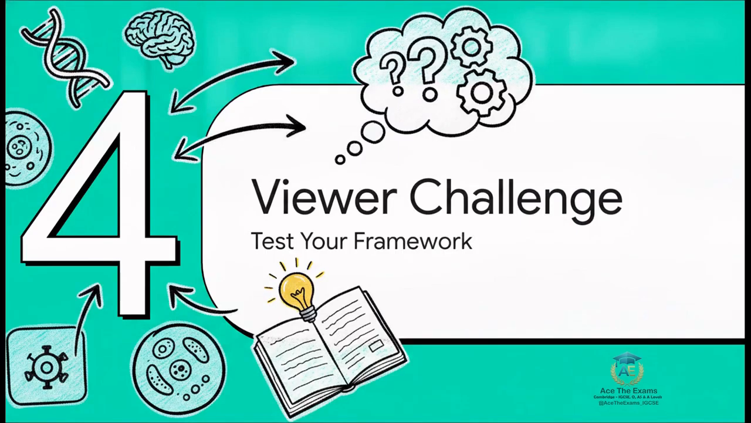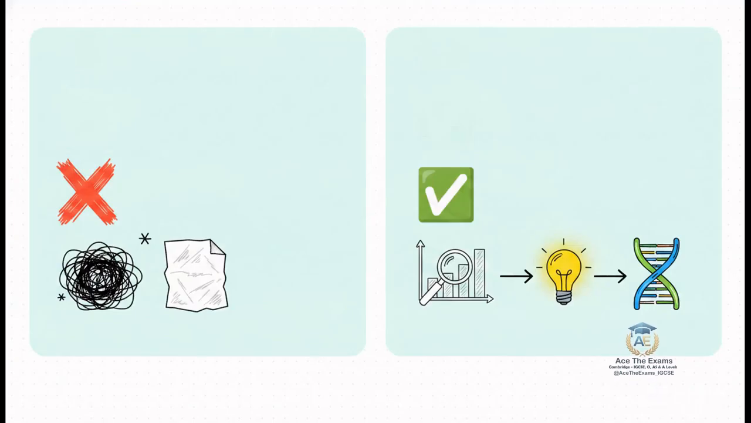Okay, let's put all of this to the test in Section 4, the Interactive Viewer Exam Challenge. Let's do a Cambridge-style interactive challenge. I want you to pause for a quick second and predict exactly why the flawed answer on the left loses marks. Do you see how it's super vague, lacks specific data extraction, and has literally no logical sequence?